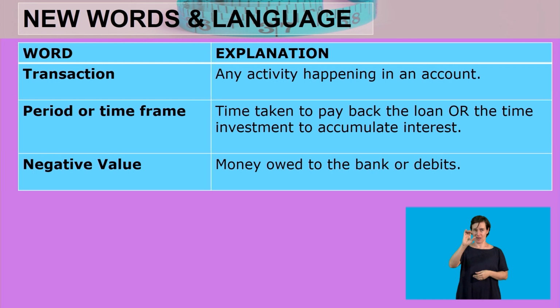Then we have a period or a time frame. It is the time taken to pay back a loan or the time investment to accumulate an interest. And lastly, we have a negative value. So when in your banking statement or in any financial document, there's an amount that appears to be negative, it means that you'll be owing the bank. Therefore, next to that amount, there'll be a negative sign. It means that you have used more than what you have in your bank account.